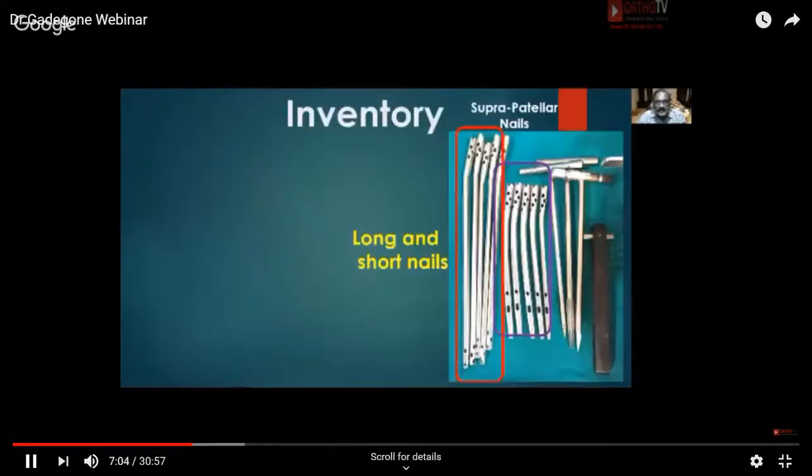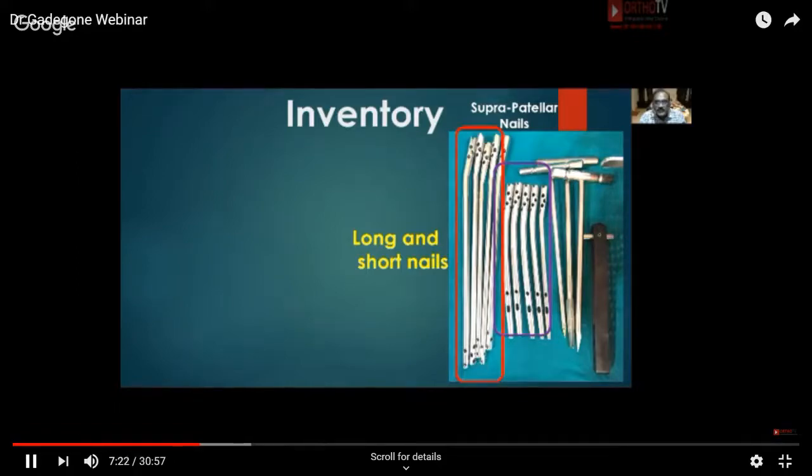Now these are the nails available. They are long nail and short nail. Mostly we use a long nail. Short nails are required only when there is a cross deformity and pushing the nail inside the diaphysis may cause a translation of the nail.